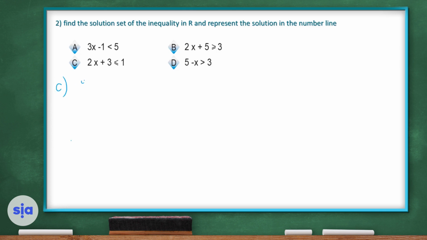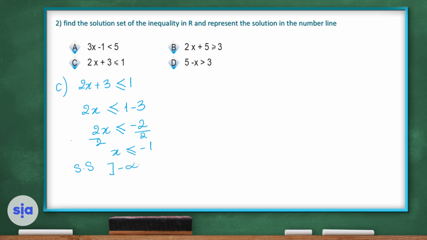Question C, 2x plus 3 is less than or equal to 1. As we did in the previous one, 2x is less than or equal to 1 minus 3. Then 2x is less than or equal to -2, divided by 2, divided by 2. So x is less than or equal to -1. The solution set is an interval that starts from -infinity opened all the way to -1 closed. For the number line, here is the -1 closed, and it's going towards the -infinity.